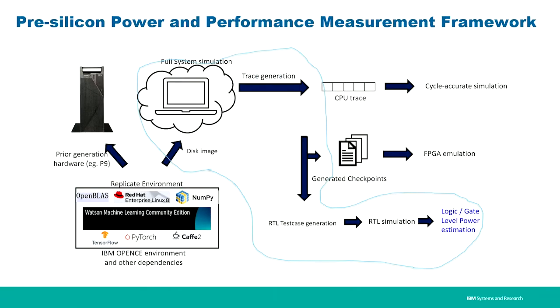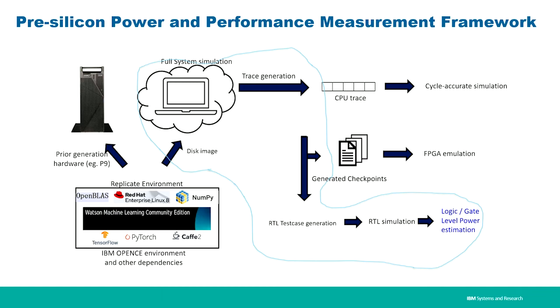So, a quick preview and overview of the power and performance measurement itself. We have the environment on which you can compile and run all your AI frameworks. We run on a full system simulator, so you have a disk image which does a full system simulation, and the trace generation part goes into a cycle accurate simulation to measure your performance aspects, CPI and others. And then there is a tooling aspect which, from that complete benchmark running on this virtual simulator, generates RTL test cases also.